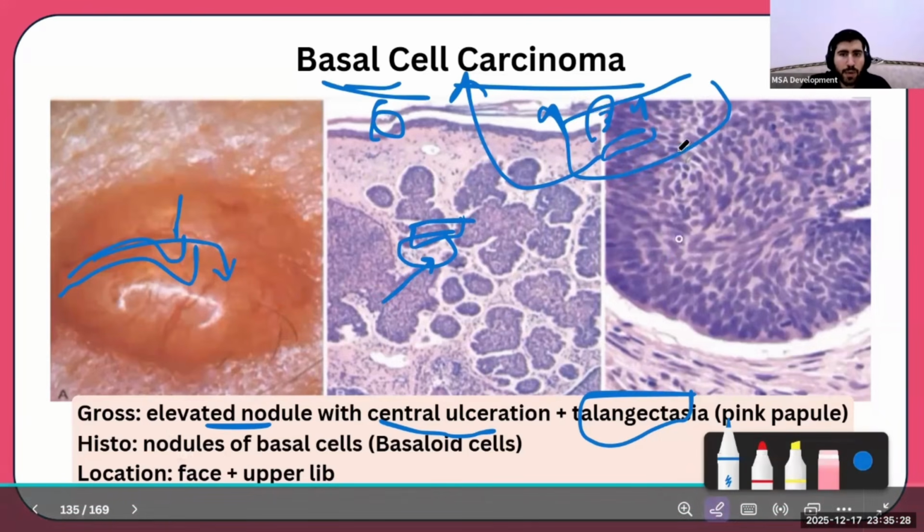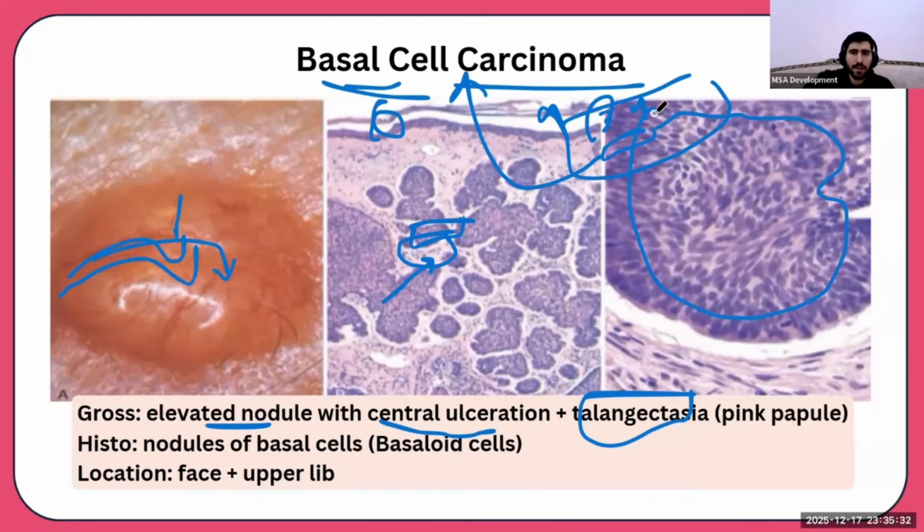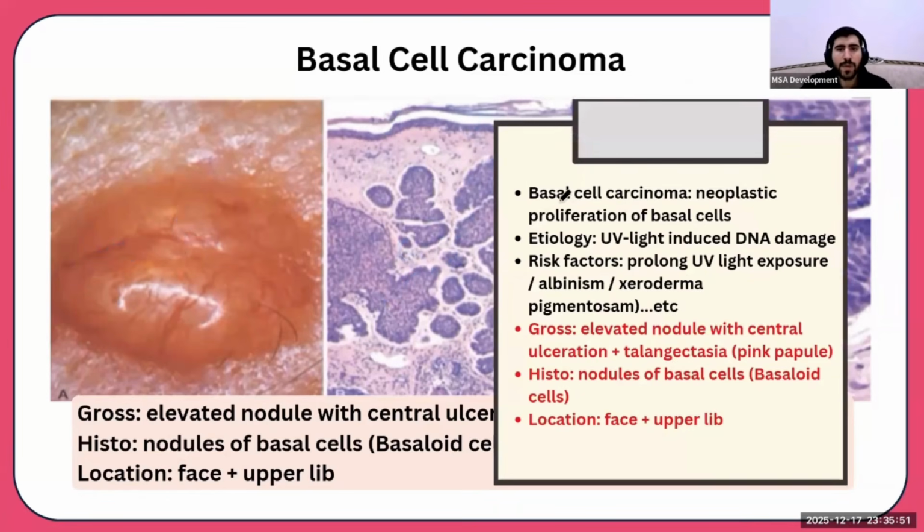Okay? In histology, we have nodules of basaloid cells. Basaloid are the basal cells. So we have nodules of basal cells, or called basaloid cells, and location is face and upper lip. So squamous cell carcinoma, which is above, the 3 layers above, causes lower lip cancer. And basal cell carcinoma, which is downward, causes upper lip cancer. Okay? So basal cell carcinoma, neoplastic proliferation of basal cells.